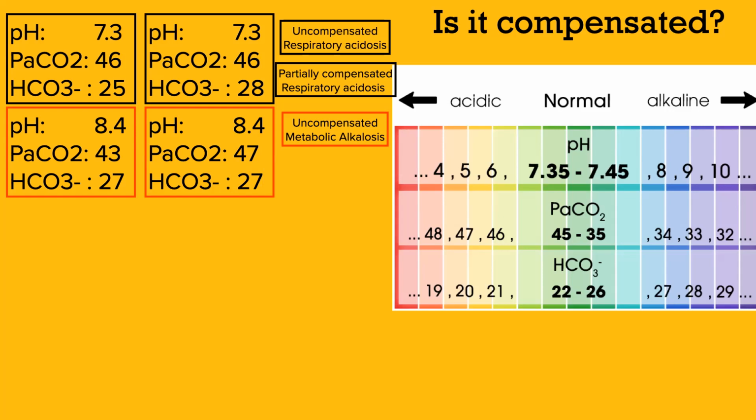8.4 is alkalotic. Our PaCO2 is acidotic, and our bicarb is alkalotic. So our pH and our bicarb are traveling in the same direction. Our PaCO2 is traveling in the opposite direction. So this is not fully compensated. Partially compensated metabolic alkalosis.